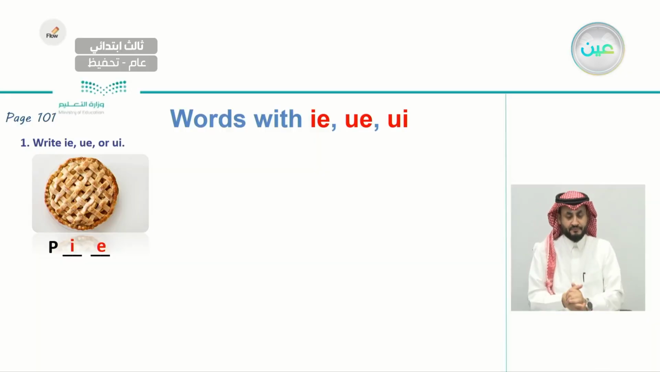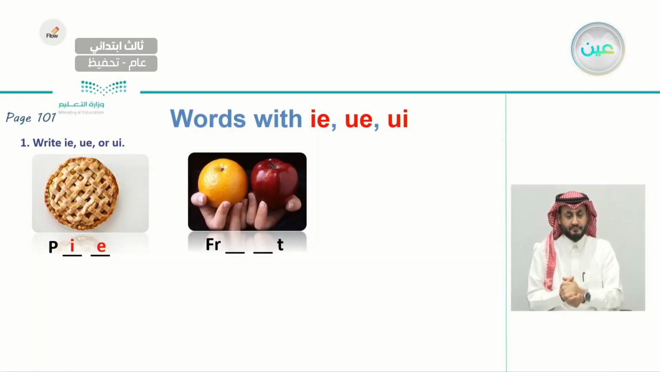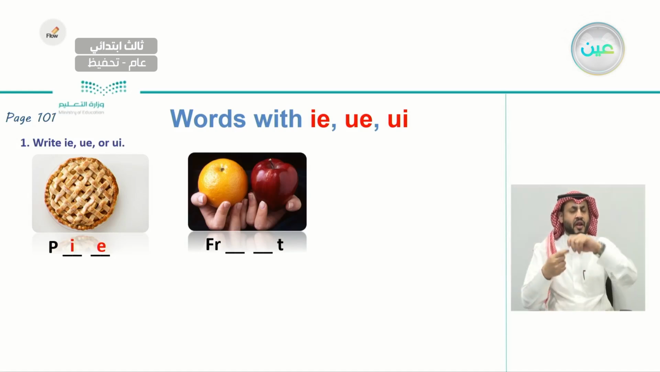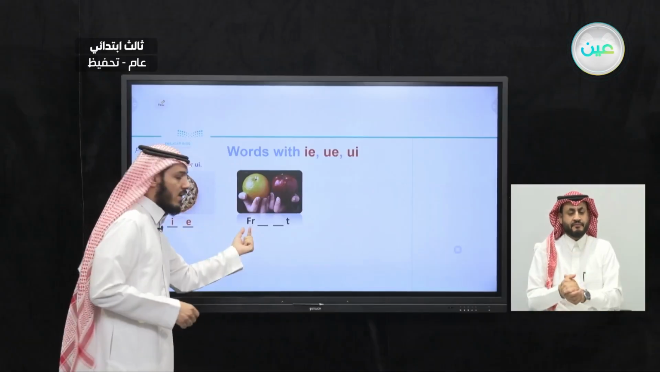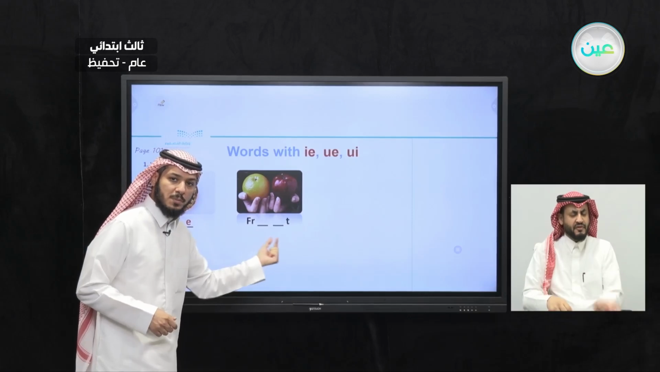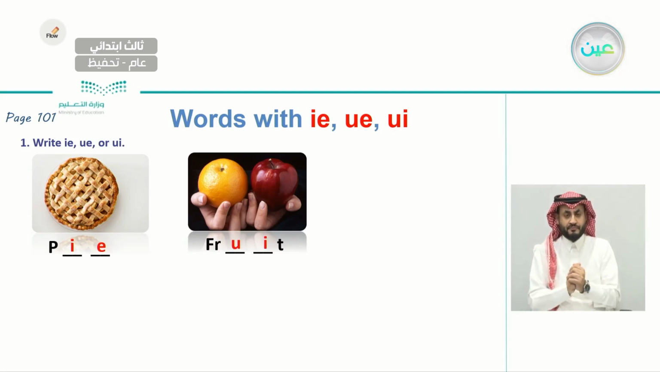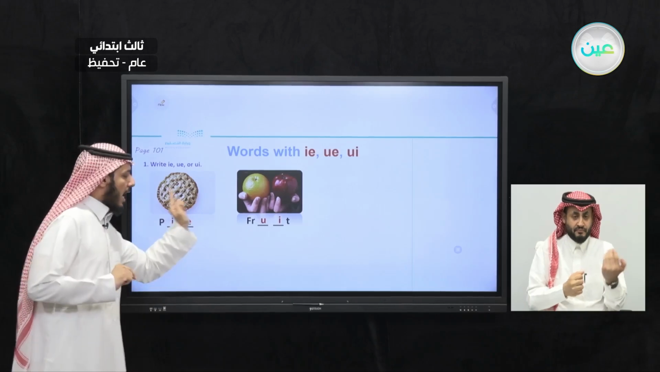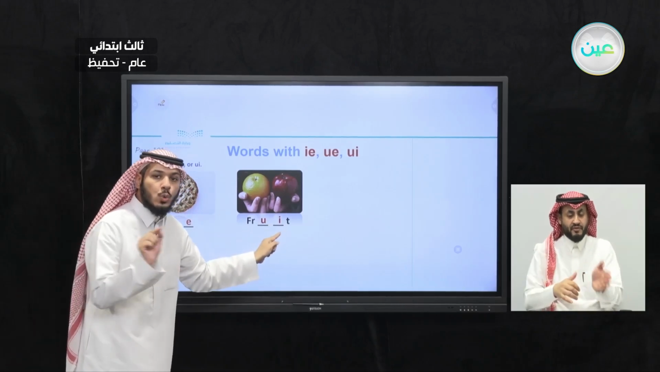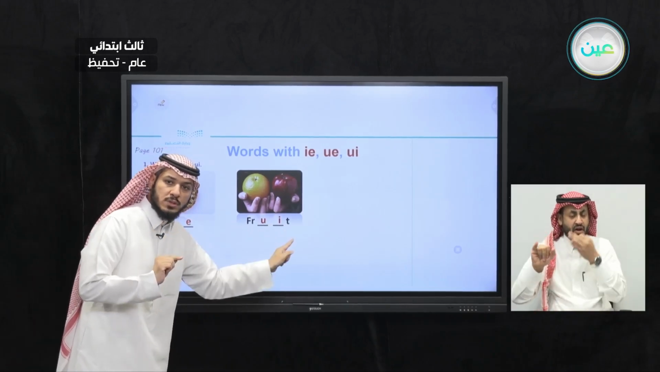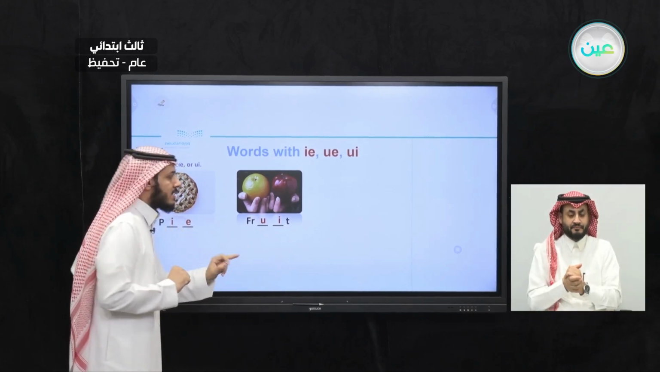Perfect. Okay, what about this? We have an orange, we have an apple, okay? Those are fruit. Perfect, fruit. That's right. So we will have U and I. U and I together is oo. Okay, so IE means I. And UI is oo. Fruit. Okay? Excellent.